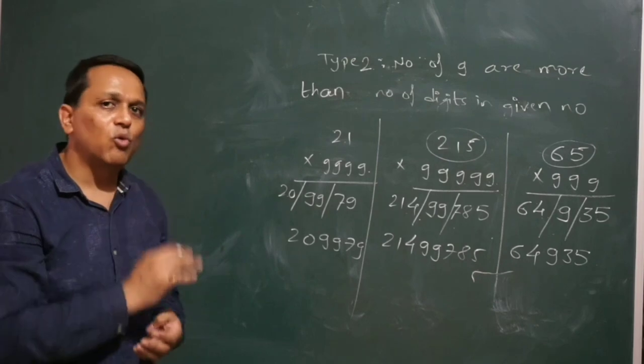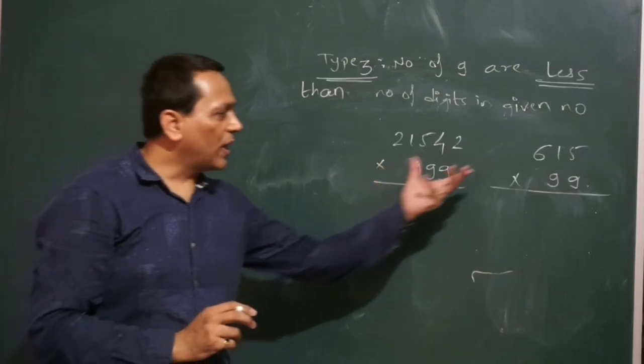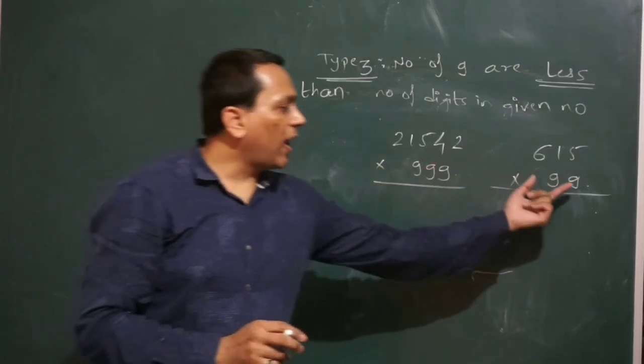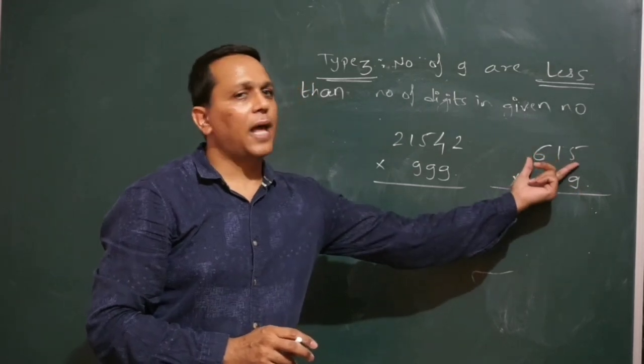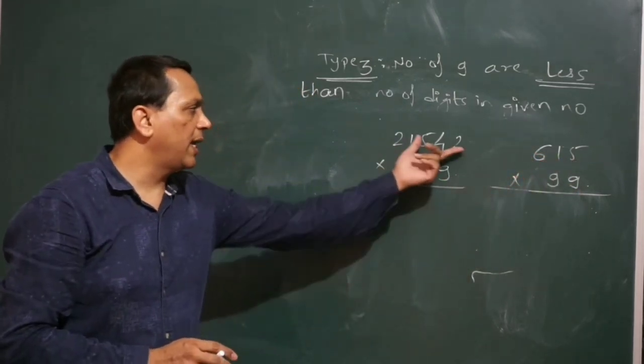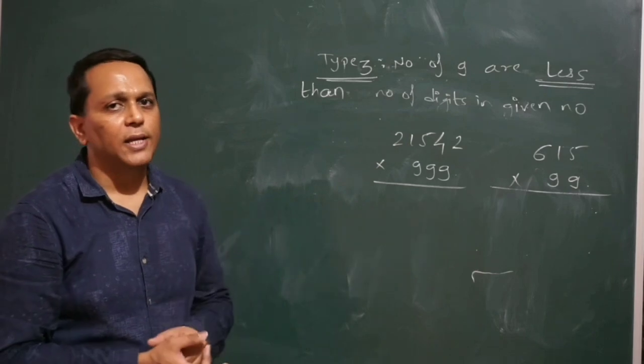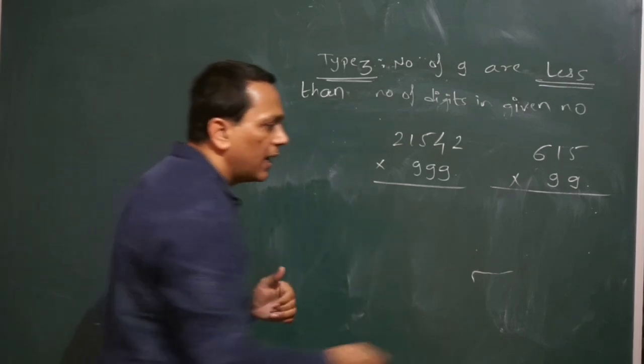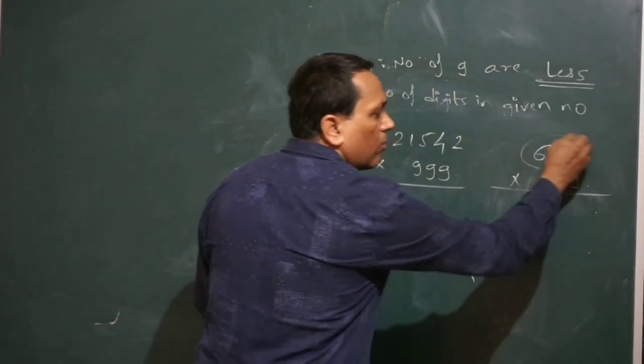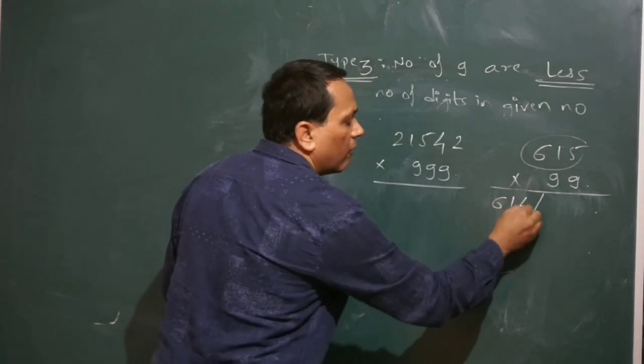Now we have only one last type remaining, where the number of 9's is less than the number of digits. So let's move on to our third type. As you can see in these problems, the number of 9's is less and the number of digits is more. Here also the number of 9's is 3, and the number of digits in the number is 5. So what do we do here? The starting is similar. We reduce this number by 1, it becomes 614.